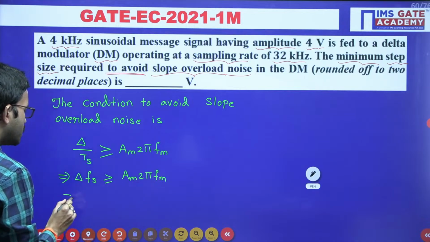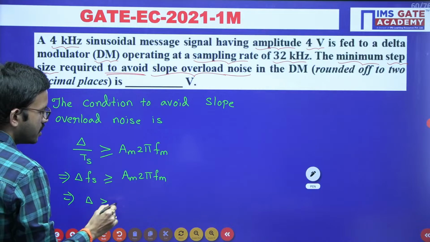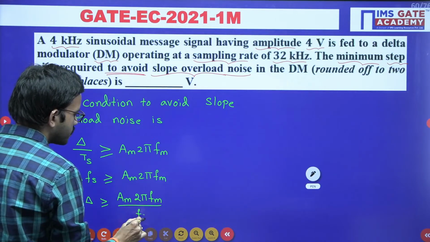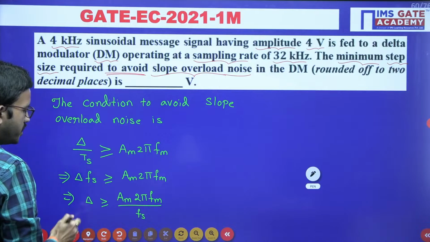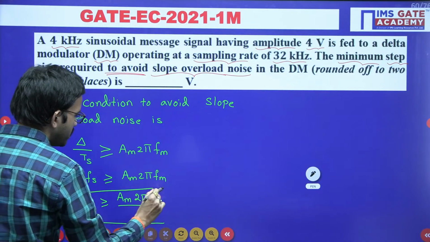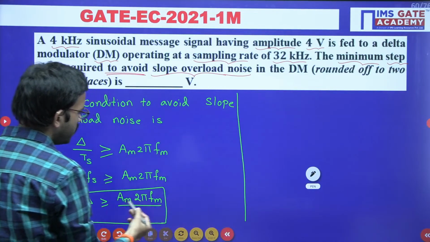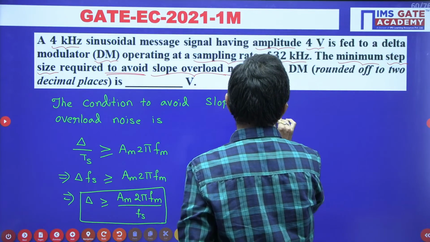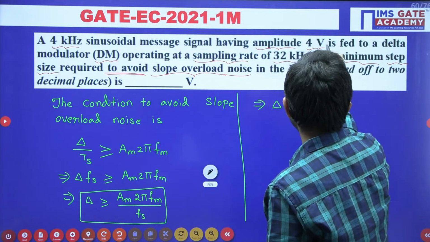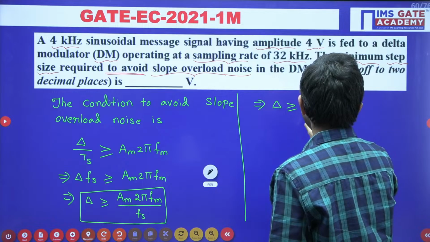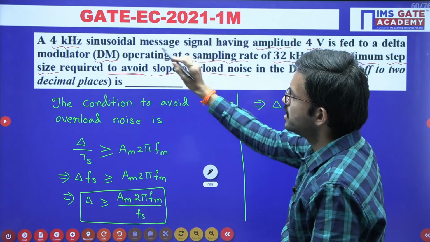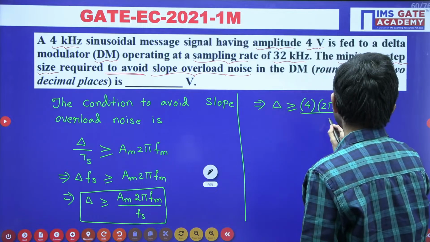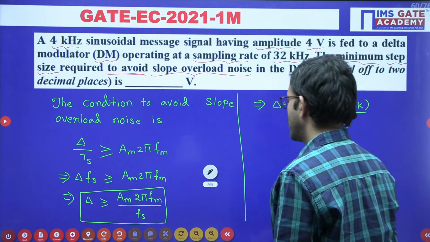Now from here you can write delta greater than or equal to, Fs I am bringing here, it will come into the denominator, AM 2 pi FM divided by Fs. So delta value should be greater than or equal to AM 2 pi FM divided by Fs. Now you can substitute whatever values are given in the question, directly. So delta is greater than or equal to AM, the amplitude of the message signal, that is 4, next 2 pi FM, FM is the frequency of the message signal, 4 kHz, divided by sampling frequency 32 kHz, right?